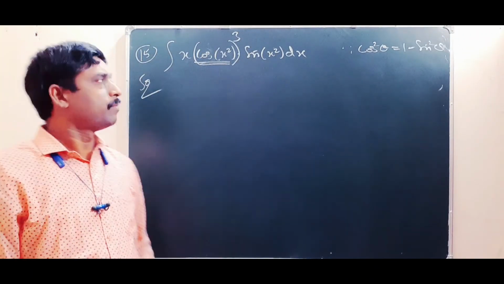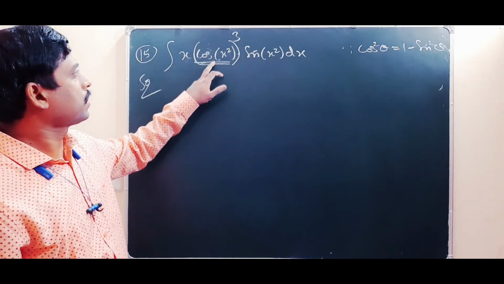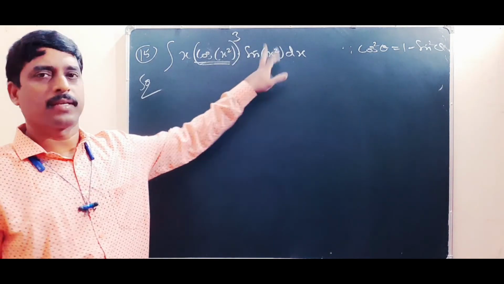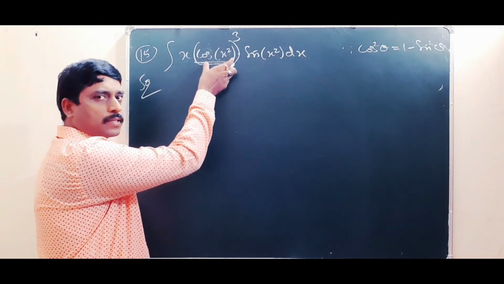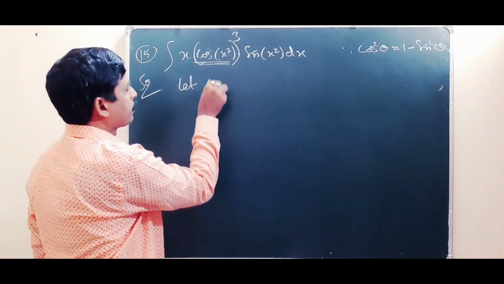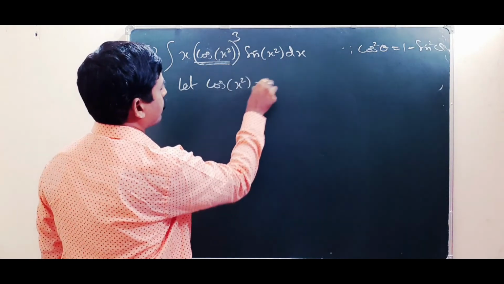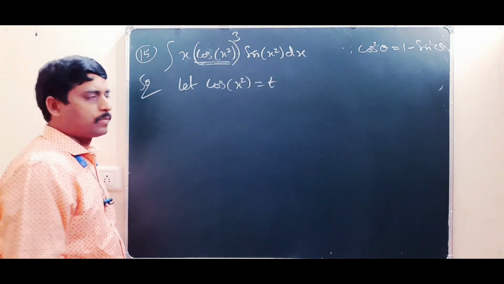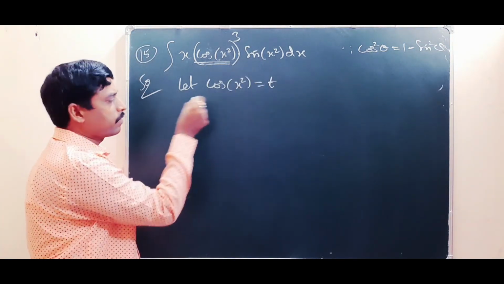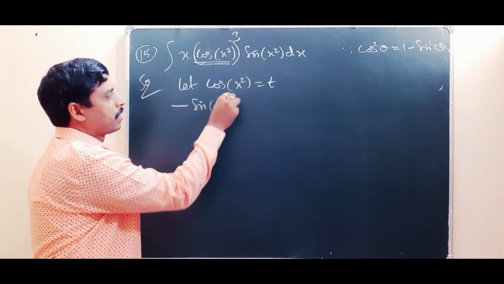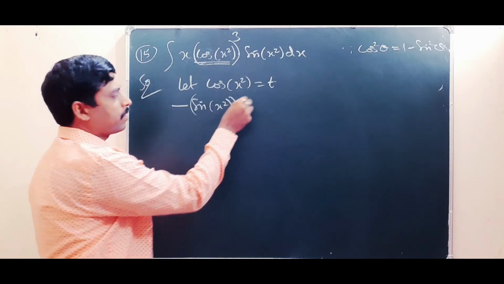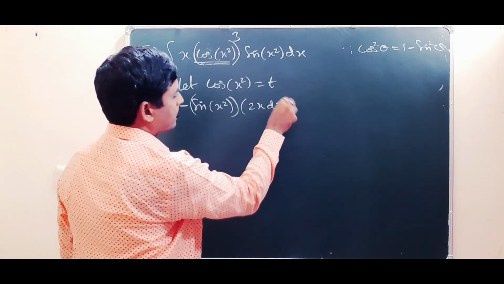Let us go to the next problem. Integral x cos x square whole cube into sin x square dx. Let us take cos x square equal to t. Now differentiation on both sides. Differentiation of cos x square, we have minus sin x square into differentiation of x square, 2x dx equal to dt.